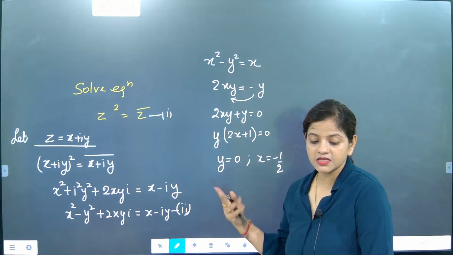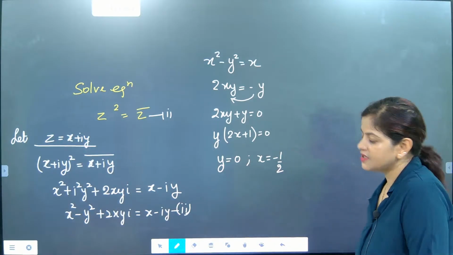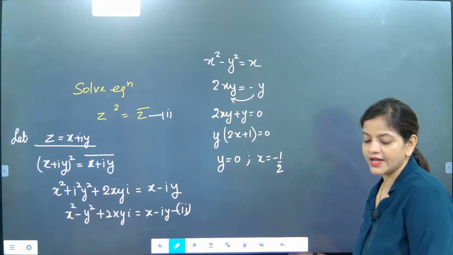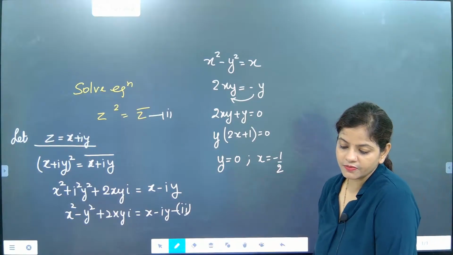So now look here, y is equal to 0 and x is equal to minus 1 by 2, beta.